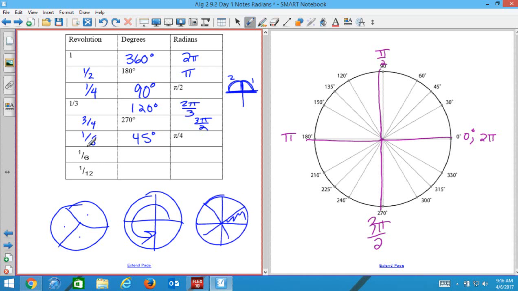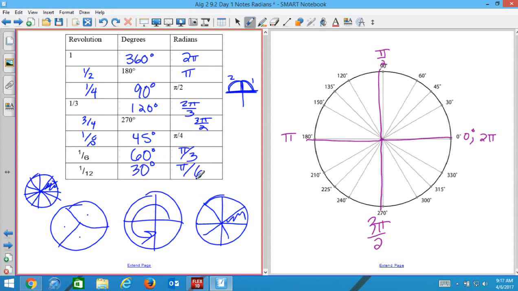And the next one says 1/6. So I need a circle that is divided into 6. One of those is how far? 60 degrees. And then when we convert that to radians, 60 degrees is pi over 3. 1/12 of the way around would be like taking this one and dividing it up even more. We got 12 all the way around. That is 30 degrees. And 30 degrees is pi over 6.